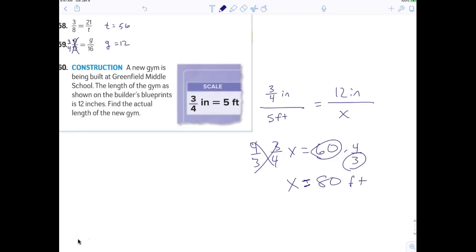Why feet, not inches? Because we were converting 12 inches to how many feet? So on the numerator, we put the inches. In the denominator, we put the feet. Does that make sense?